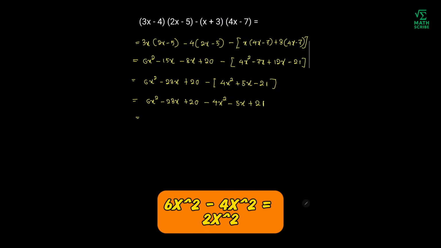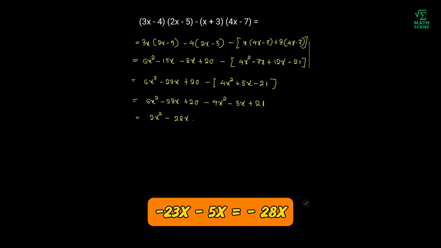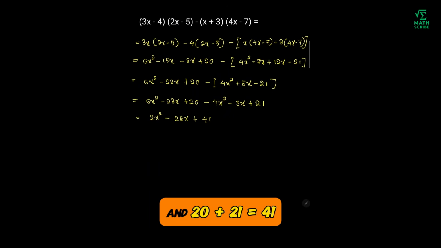Combine like terms. 6x squared minus 4x squared leaves us with just 2x squared. -23x minus 5x gives us -28x. And 20 plus 21 gives us 41.